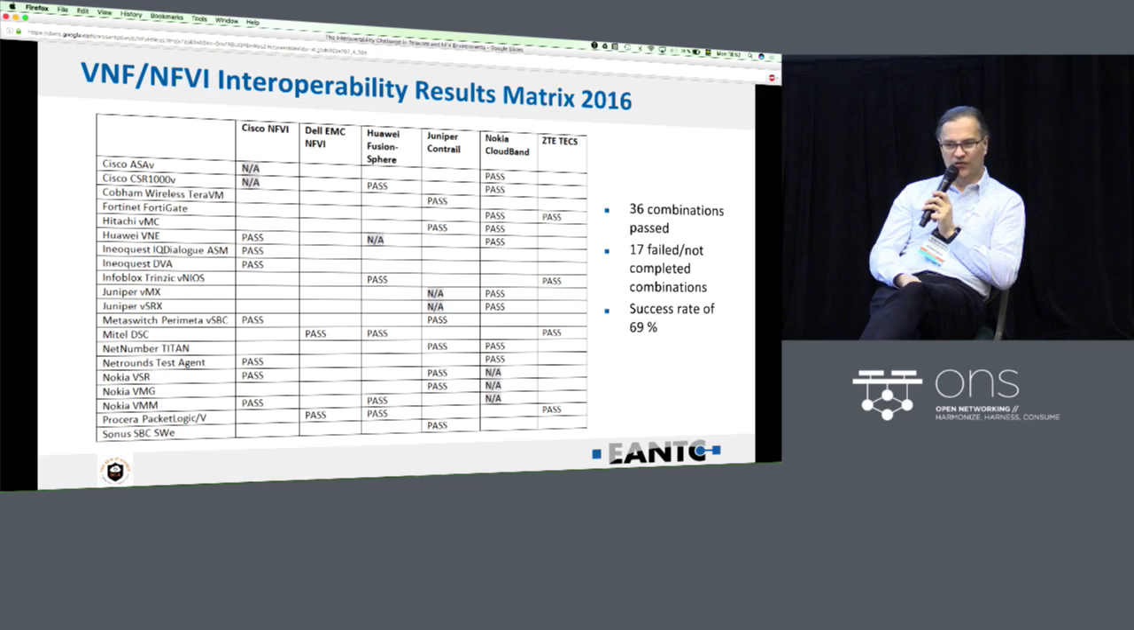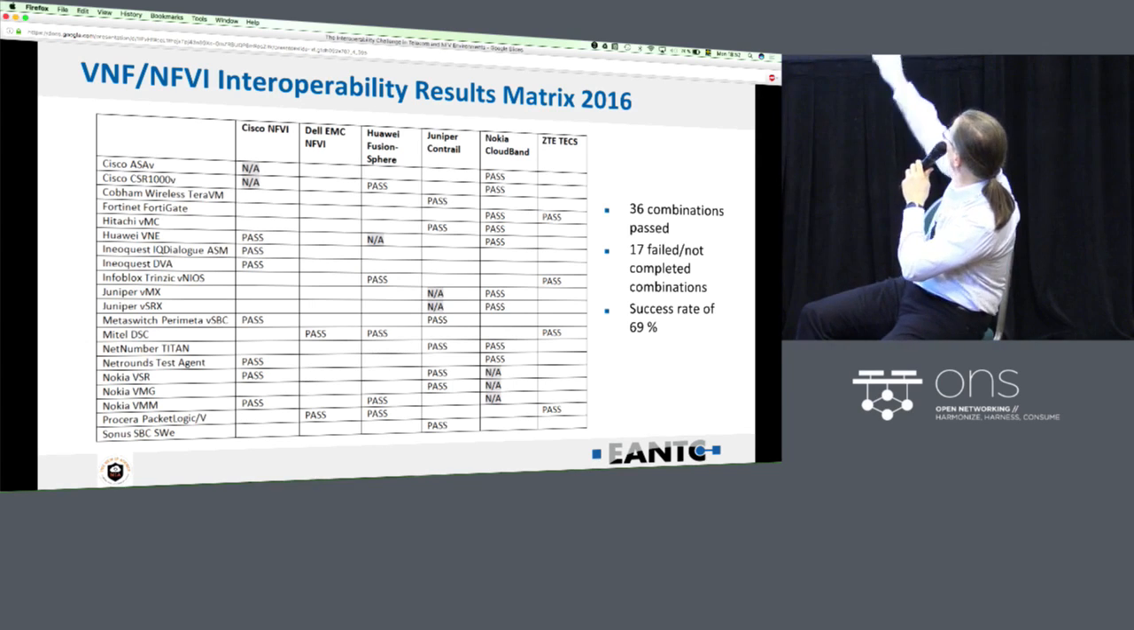So it's not easy to automate all of it because of the many different ways vendors configure their solutions. And we have to work on filling the empty slots. So the results were pretty good, I would say, in general.